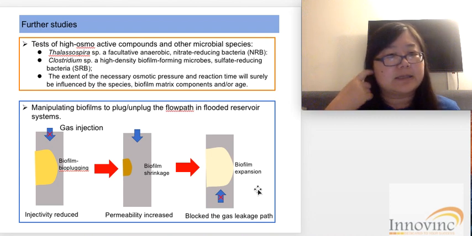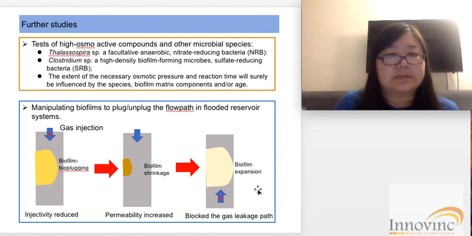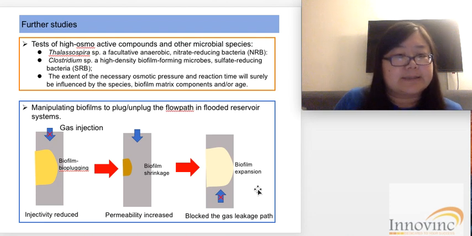Like we reported, the organism is Taurus biha, which is a nitrate-reducing bacteria. We also tested another bacteria, Clostridium, a sulfate-reducing bacteria, in our system. But their reaction time and osmotic pressure are much lower than Taurus biha. So in the future, we need to test more bacterial species.